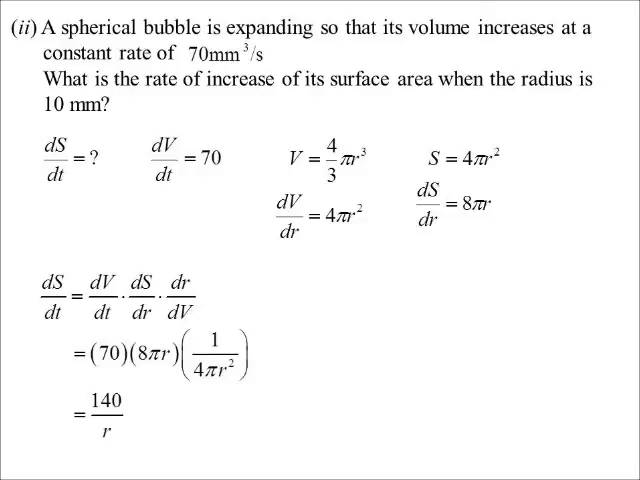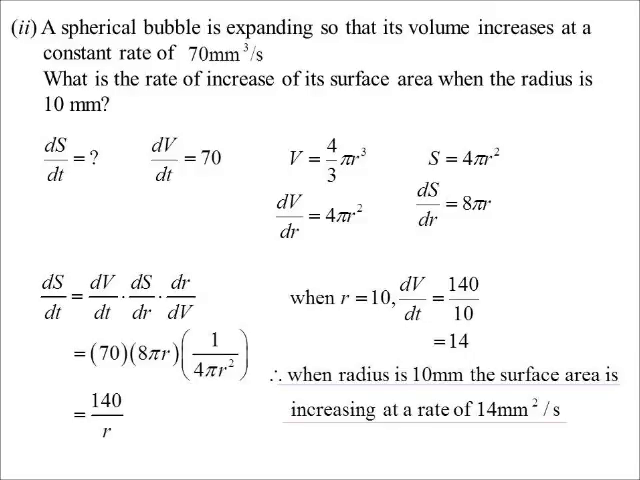So it is inversely proportional to the radius. So as the radius gets bigger, the surface area is increasing at a smaller and smaller rate. And that's why it's such agony at the end. You put another breath in, and it only goes out a little bit. Okay, let's sub in r equals 10. We get 14, and so there's our solution.